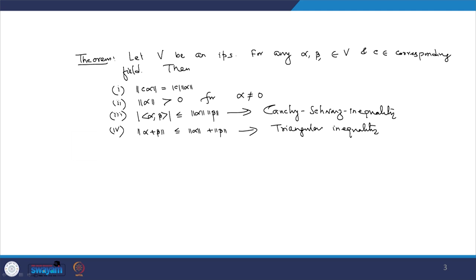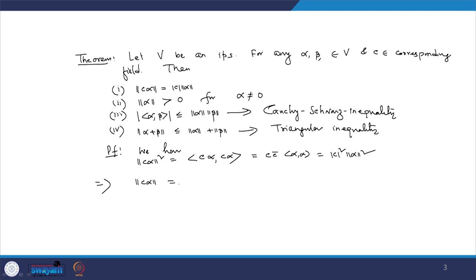So let me prove them one by one. The first one: we have norm of c alpha square, which is equal to the inner product of c alpha, c alpha. So this is equal to c into c bar into inner product of alpha, alpha. This is equal to mod c whole square into norm of alpha square. So this implies norm of c alpha, which is a positive quantity, is mod of c into norm of alpha.